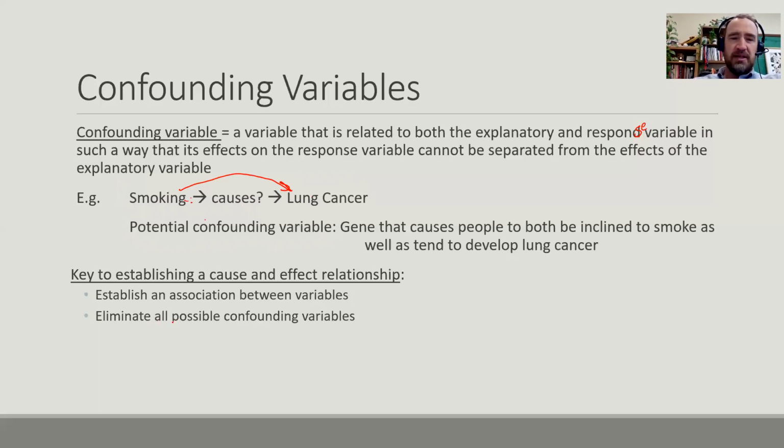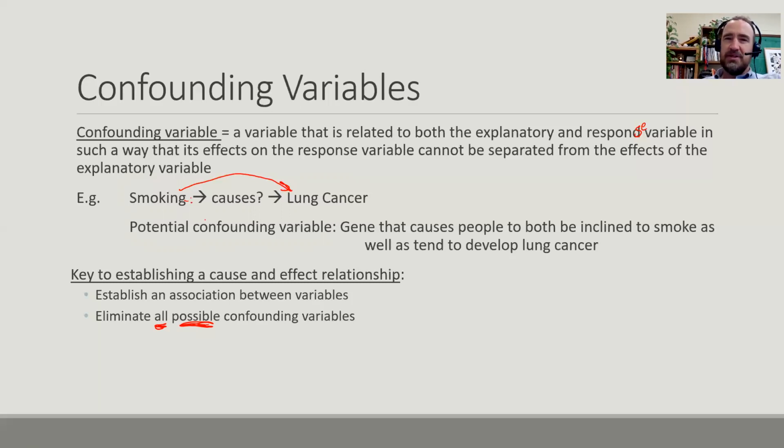We also then need to eliminate all possible confounding variables. So we had to rule out that there was some kind of gene that was actually causing people to get lung cancer and also causing them to be interested in smoking. There are different ways to eliminate a confounding variable like that, a gene. You could do genetic kinds of studies and things like that. But here's one of the trickiest things that we need to be thinking about. We have to be thinking about all possible confounding variables.